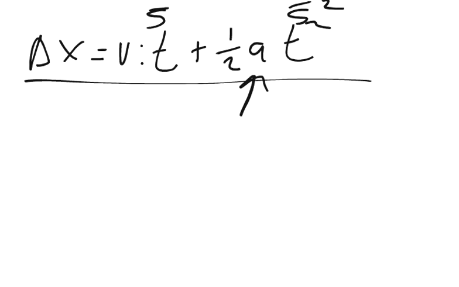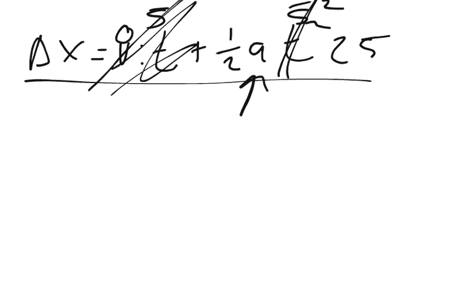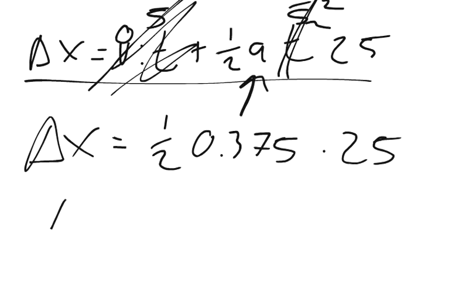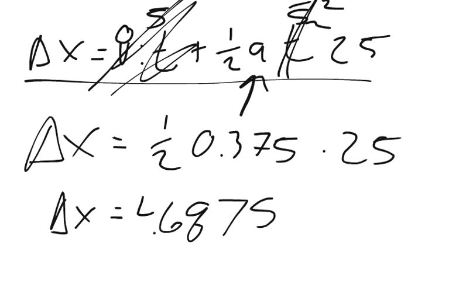So this would be 5 squared, so this term will be 25. And we know that it started from rest, so the initial velocity is 0. 0 times anything is 0, so we can get rid of that. So the change in x equals 1/2 of 0.375 times 25. So you're going to get that your change of x, the distance traveled, is going to be equal to 4.6875 meters. In 5 seconds you went approximately 4.7 meters.